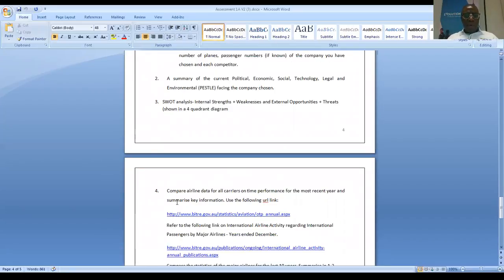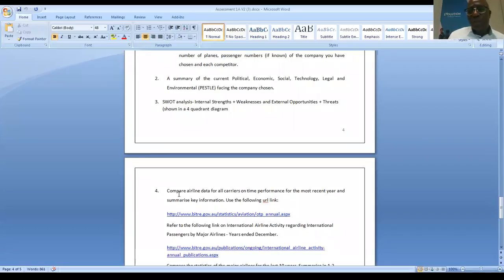And then number 4, compare airline data for all carriers on time performance for the most recent year and summarize key information. That is saying, okay, get in some details, give us the numbers, give us the time performance, like which airline has won an award for being almost on time, being really as promised. If they say it's going to fly 9 hours, they're going to leave on time.